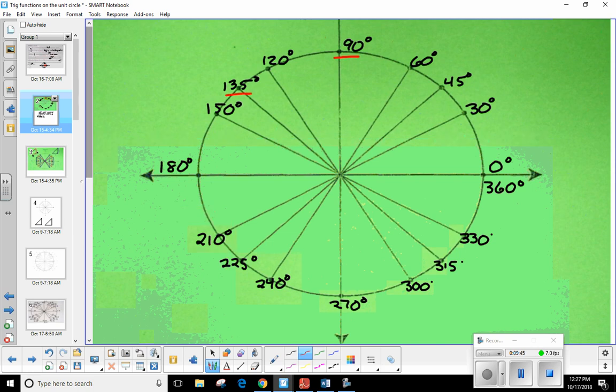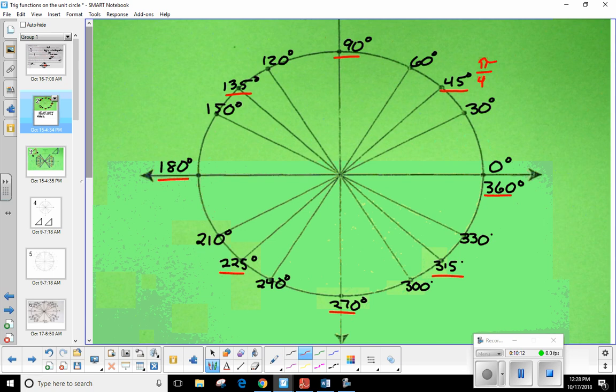Okay, 135. 45, isn't that a multiple of 45? Okay, 180. 225. 270. 315. And then 360, right? So if it's a multiple of 45, just start counting by the fourths. So 45 would be 1/4 pi. So pi over 4.